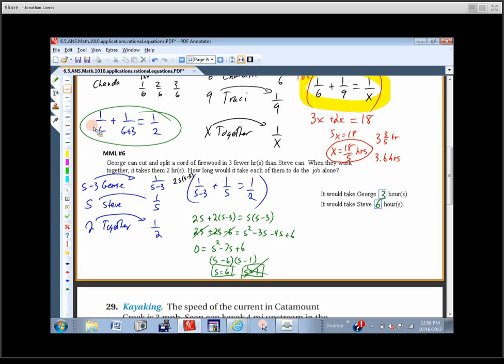Sure? You can be guaranteed you're going to find problems like this on the test. You can be almost guaranteed that you're going to find problems like this on the final exam. These do not go away.